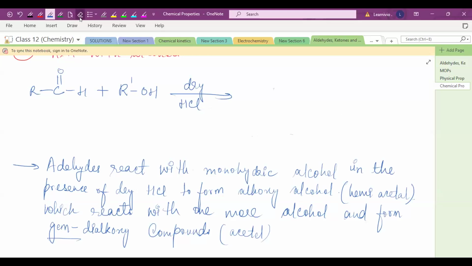So what is this reaction? When you treat the aldehyde, suppose we took an aldehyde, first you will treat it with the monohydric alcohol in the presence of dry HCl. You will write RCH as it is, and this oxygen will reduce to this OH group. This alkoxy group, just remove this hydrogen and this group. This OR dash group, this alkoxy group should be attached to this carbon. This whole group will get attached to this carbon.